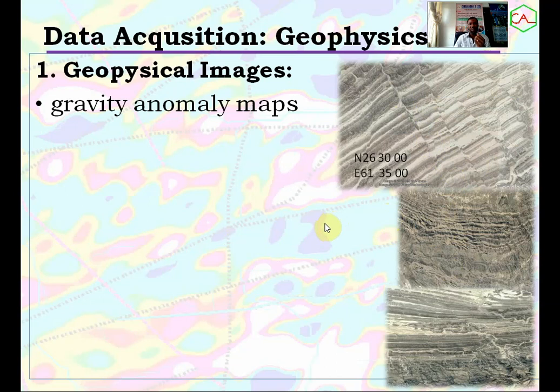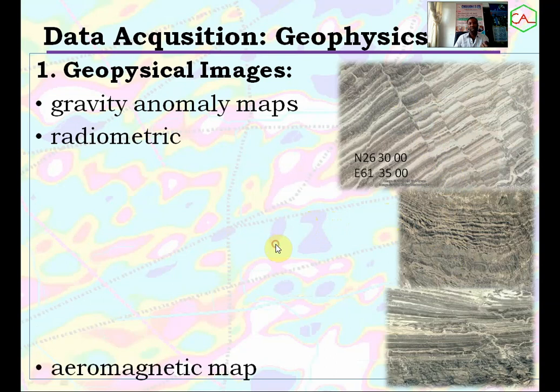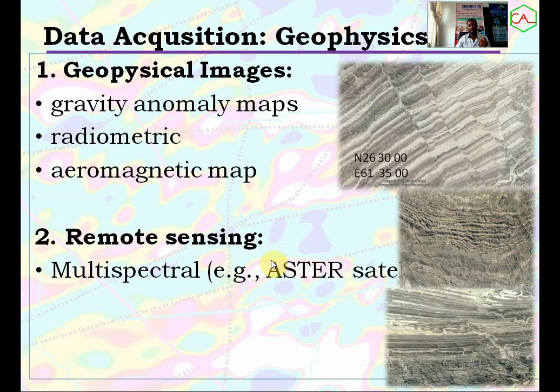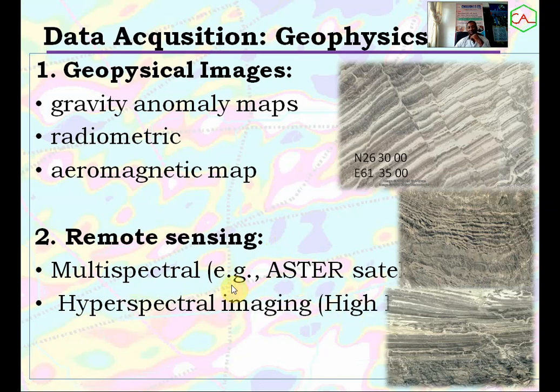Secondly, gravity anomaly maps can also give us this. Then we can use radiometric and aeromagnetic data. Also, in remote sensing, when you talk about remote sensing, we talk about multispectral images like ASTER and also hyperspectral imaging. We can also use those in data acquisition.